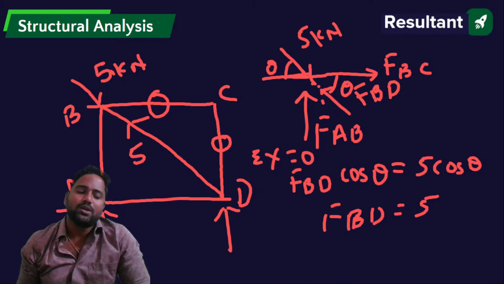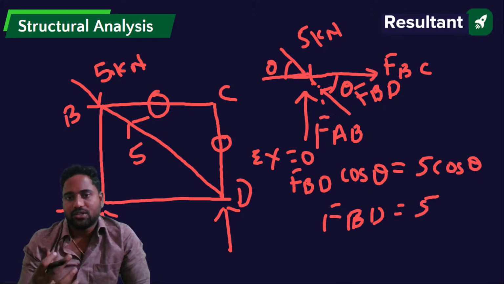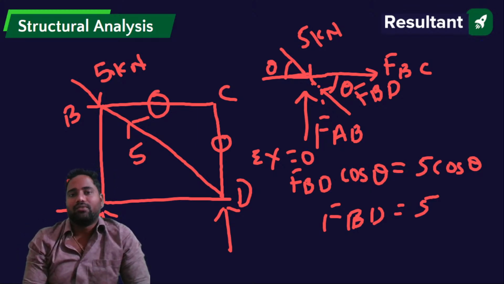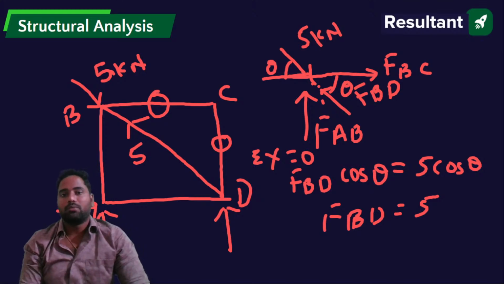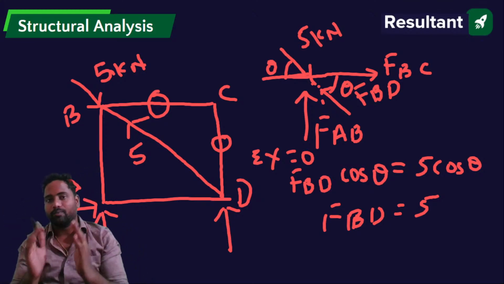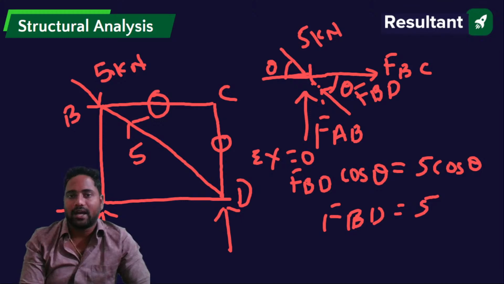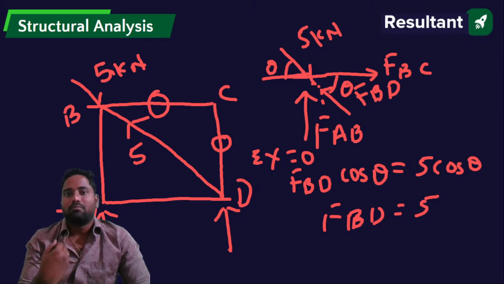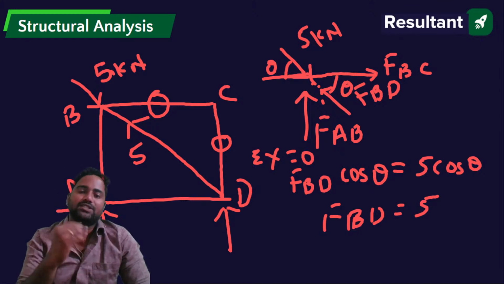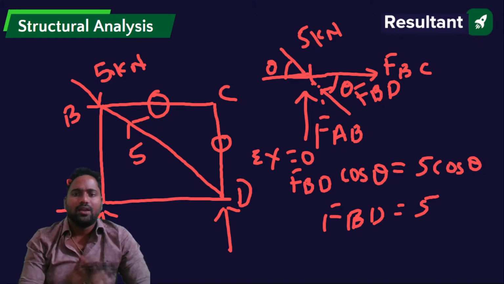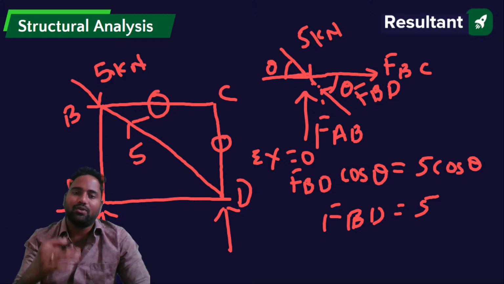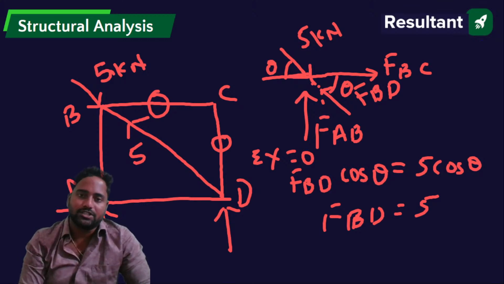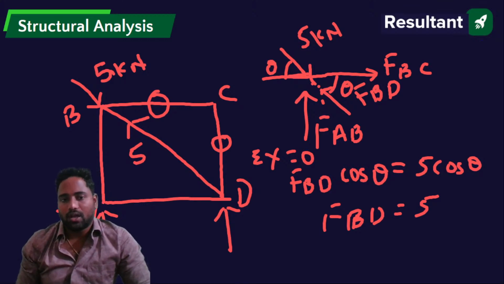Positive means towards the joint. That means my assumption is correct. If it is towards the joint, compression. And if it is away from the joint, tension. Don't remember it like positive compression, negative tension. No, I have assumed towards the joint as my direction. I got a positive value, so my assumption is correct. So it is compression. If I had assumed away from the joint, I would have got negative. So negative means you should change your direction. Fine. So this is how I got FBD.